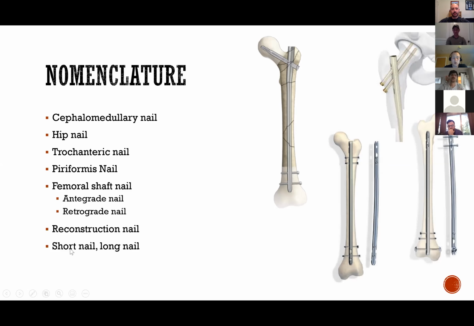And then you can have short nails and long nails. Short nails typically stop at about 170 millimeters, just about 5 to 7 centimeters below the lesser trochanter. And those would typically be used for little old ladies who fall and have a hip fracture. Those wouldn't be used if you had a fracture in the midshaft because the nail can't even go far enough down to fix that.